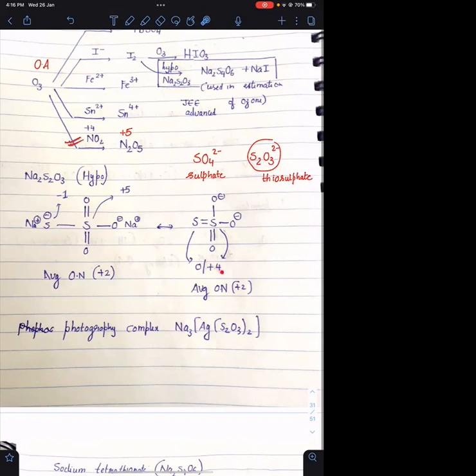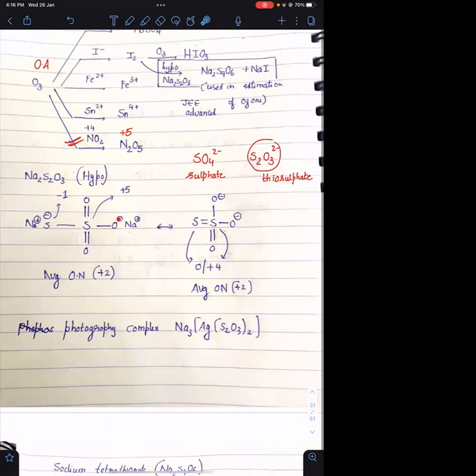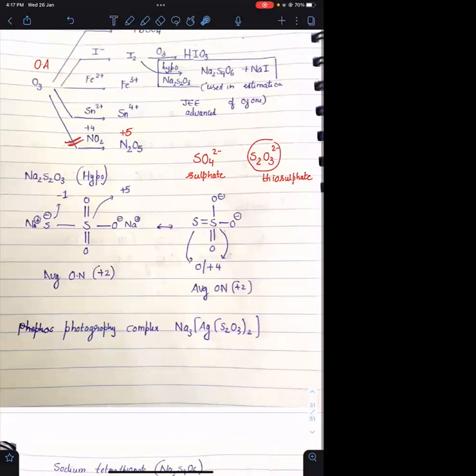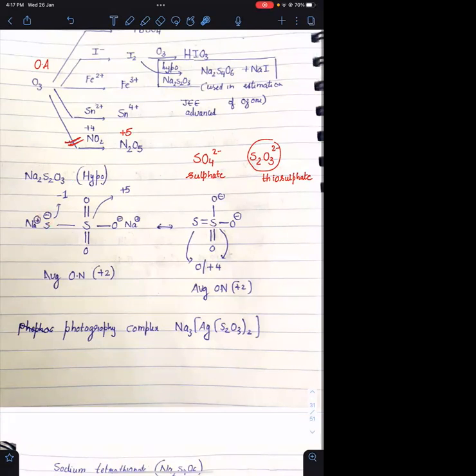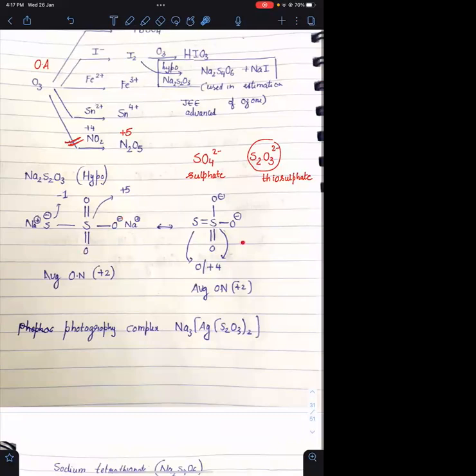Second one, क्योंकि इसमें ऑक्सीजन के ऊपर नेगेटिव चार्ज है. Okay, but this structure is more stable. The reason for that is in this structure the charge is on sulfur. Whenever you are comparing any property for the elements belonging to a group, the dominating factor is size. Sulfur being larger in size, its charge density will be lower, and it will be more stable when compared to oxygen. So this should be the more appropriate structure when compared to this.